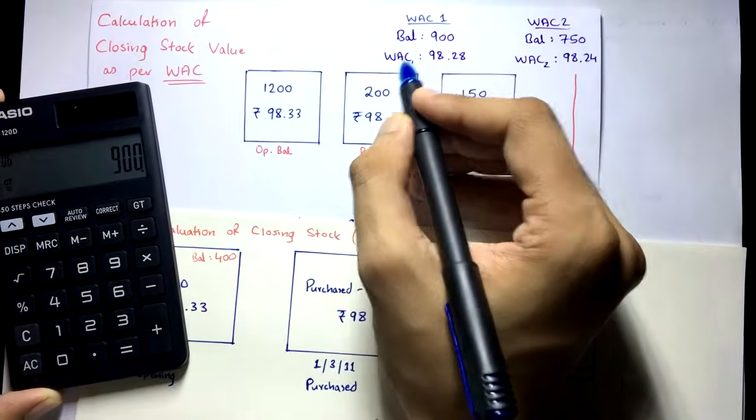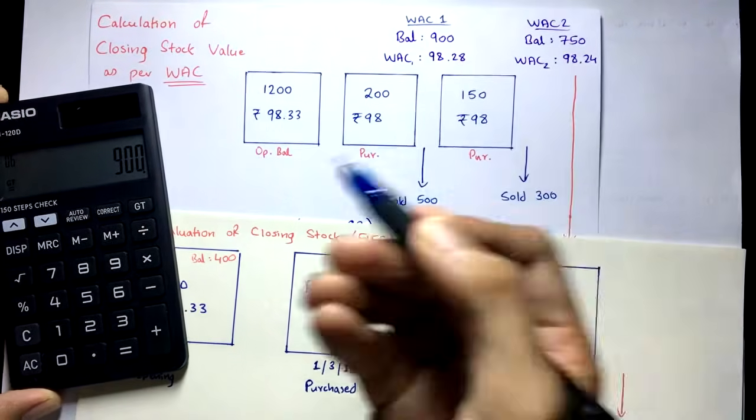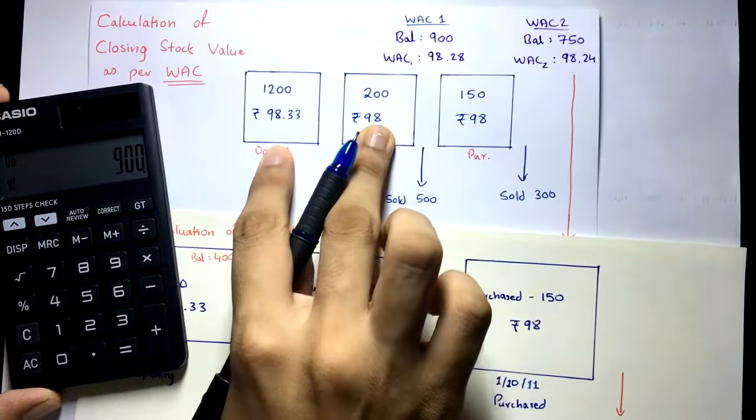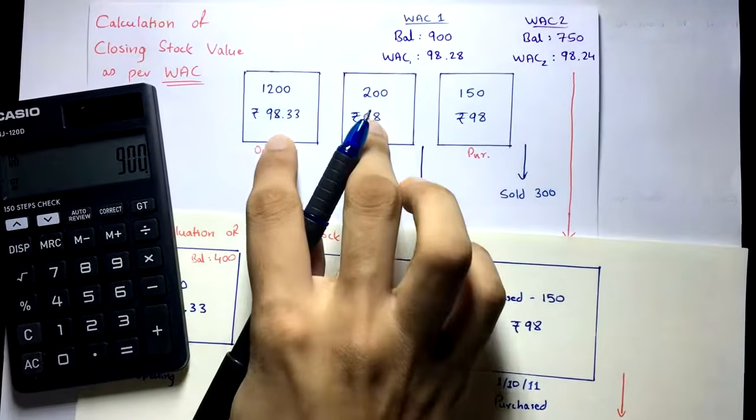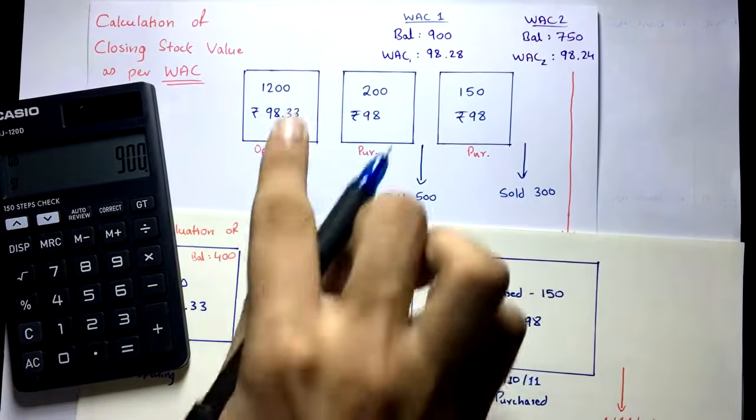And then immediately you have to calculate WAC. What is WAC? Weighted average cost. Whatever you have previously, of that you have to calculate the weighted average cost. How will you do that? Calculate the total cost divided by the total quantity of both of these things.